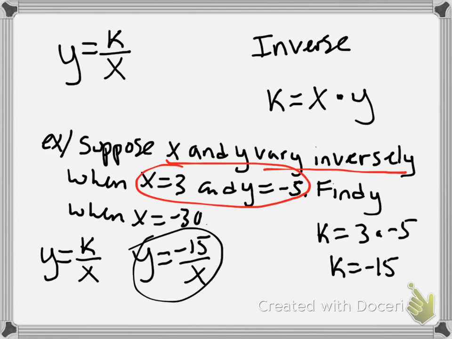So this one takes it a step farther. It says find y when x is equal to 30. So all I have to do is just plug in 30 for my x value, and I get a y value equal to -1/2. So inverse variation is very similar to your direct variation, the same kind of idea, just a little different setup of an equation. And again, find x and y that go together, find the k value, and then continue on.